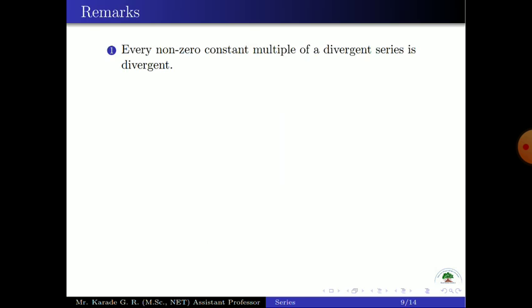Okay. Now let us write some remarks. Every non-zero constant multiple of a divergent series is divergent. Means if we have a divergent series and if we multiply that series by a non-zero constant, then the resultant series is also divergent.